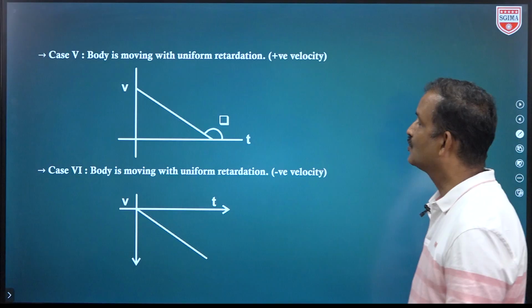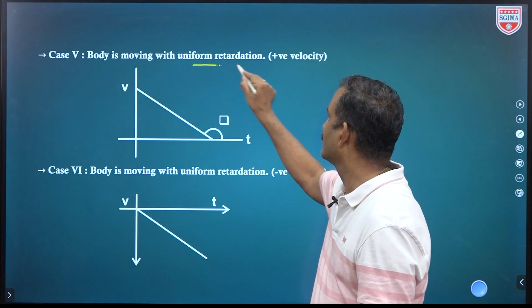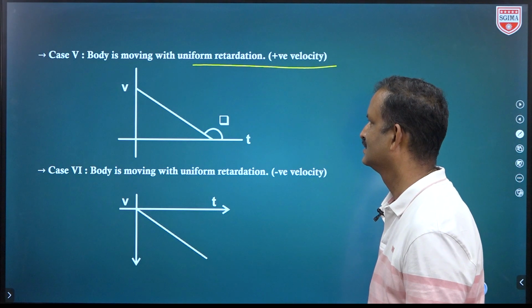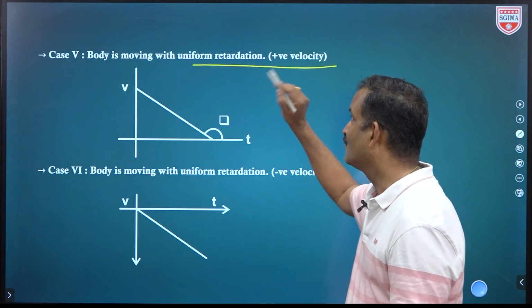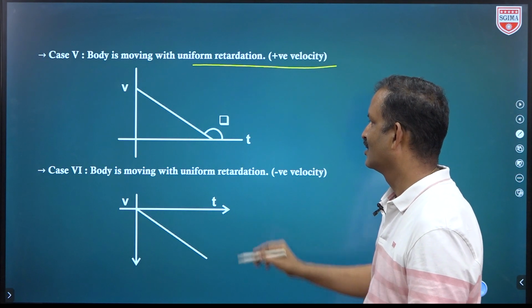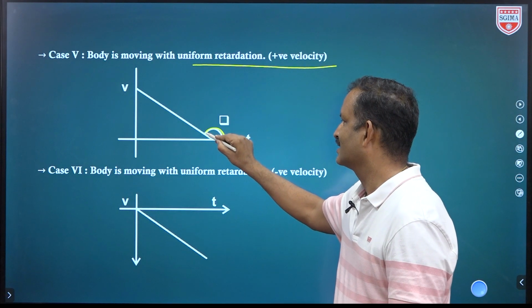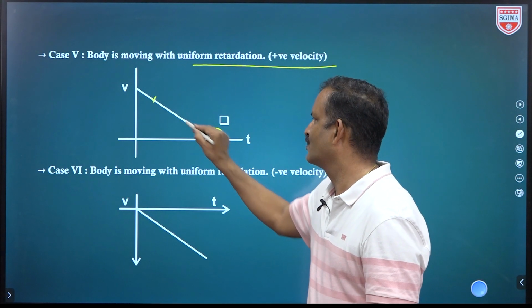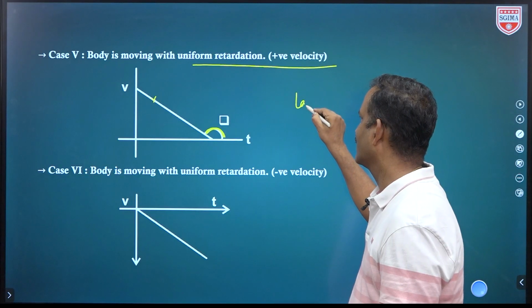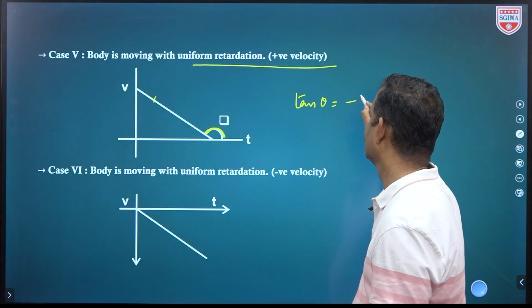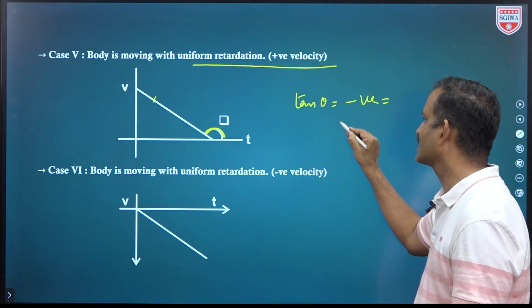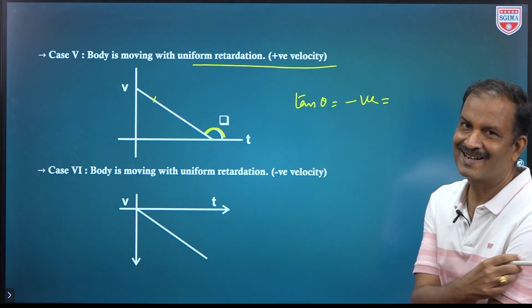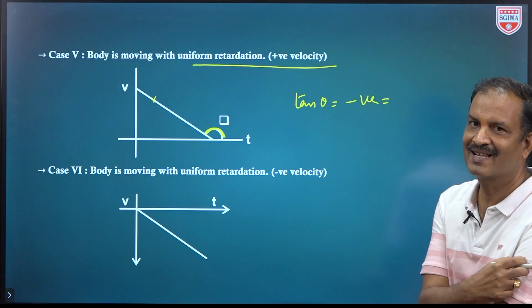Now the body is moving with uniform retardation but positive velocity. Velocity is positive but retardation is uniform. So here you will observe that the slope at any point gives tan theta negative. Tan theta is nothing but acceleration, and negative acceleration is nothing but retardation or deceleration.